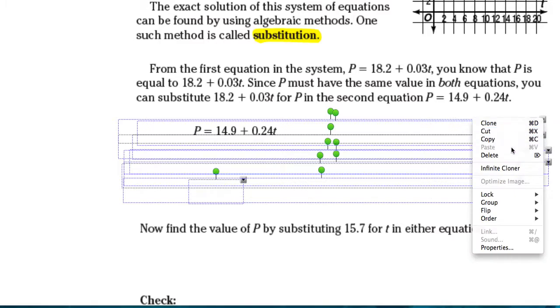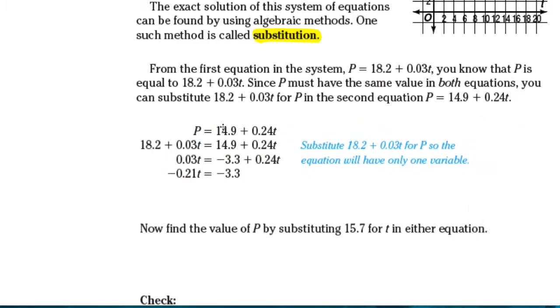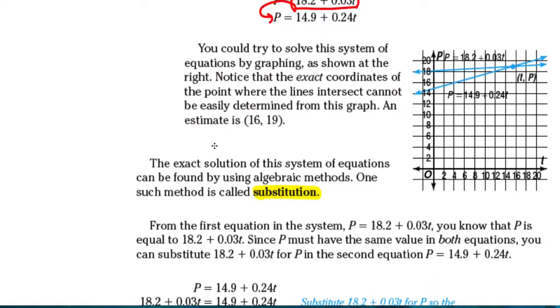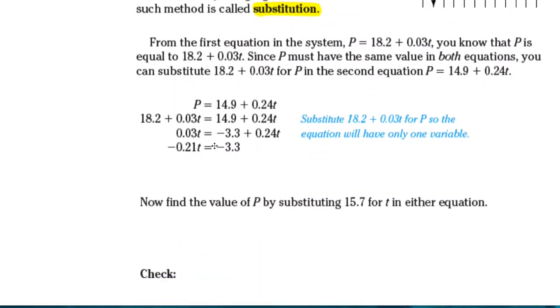There you go. Let me delete all of them. So you can see that. We substitute the value of P to be 18.2 plus 0.03T, which is right here. We talked about that. After we equate that, we simply solve for the value of T, because now you have an equation with only one variable.